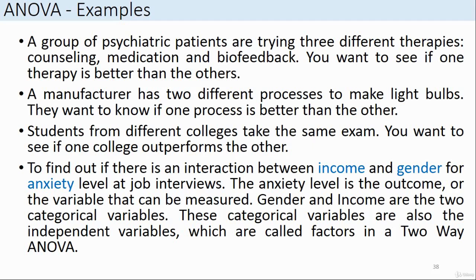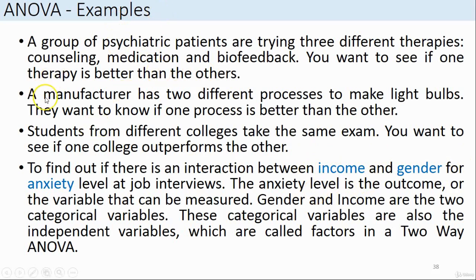Suppose you are trying to measure the anxiety level at a job interview. Does it really depend upon the income and gender of the interviewee? Here we have two variables, income and gender. That is, it is a two-way ANOVA. These are a few of the examples I have put over here.